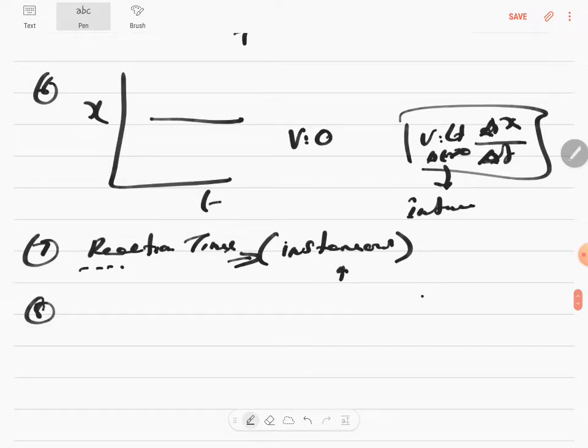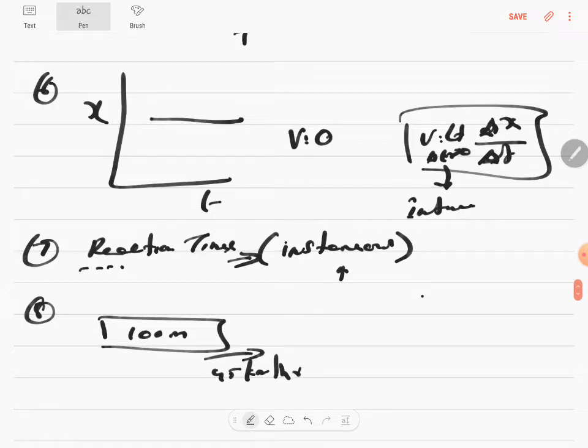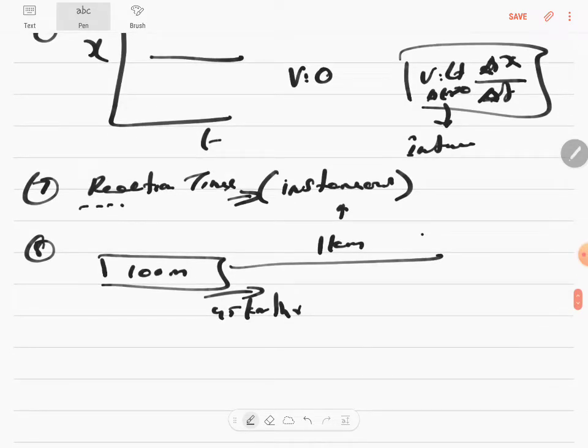A train 100 meter long is moving with a uniform velocity of 45 km per hour. What is the time it takes to cross a bridge 1 km long? You have to convert them into meters per second because it's 100 meter. So it's 45 into 5 by 18. If you don't get a good answer, then you can convert this into 0.1 kilometer.